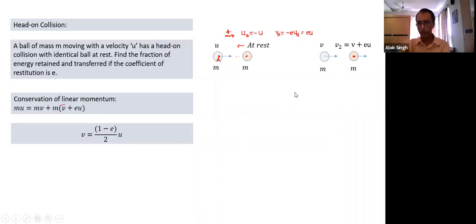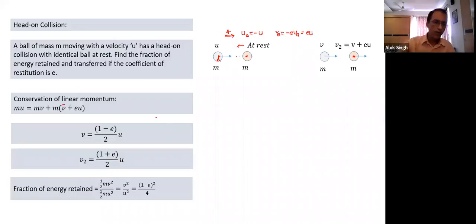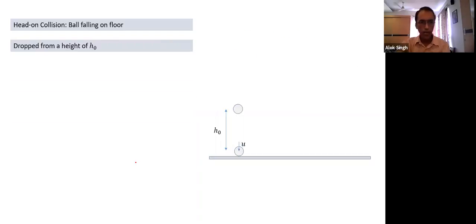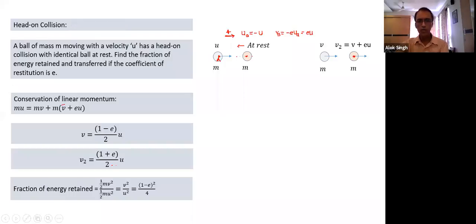Thus that is the velocity of the first object. What will be the velocity of the second object? Adding plus eu, I get the velocity of the second object, which will be (1 plus e) divided by 2 into u. If we have to calculate the fraction of energy retained, it is the final energy divided by the initial energy, which is v square by u square. The u term gets cancelled out. Suppose I have to calculate the fraction of energy transferred, it is also easy. It will come out equal to (1 plus e) square divided by 4, with a plus sign.